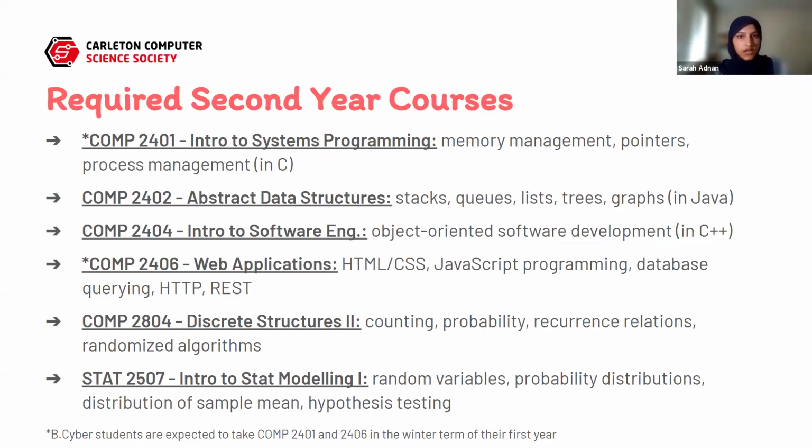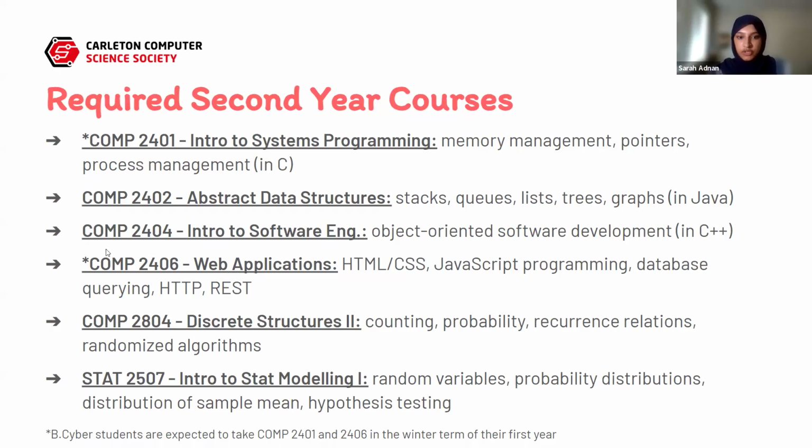These are some of the required second-year courses. This is when you start to branch out. For example, you have Comp 2401, which is Intro to Systems Programming. This deals with memory management, pointers, process management in C. And you have 2402, which is Abstract Data Structures. This is where you learn about stacks and queues and lists.